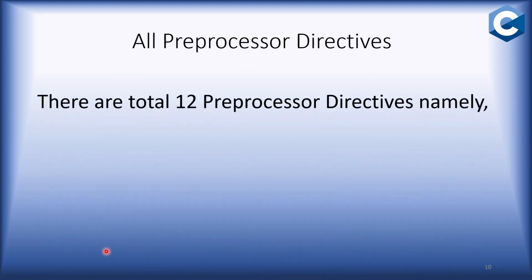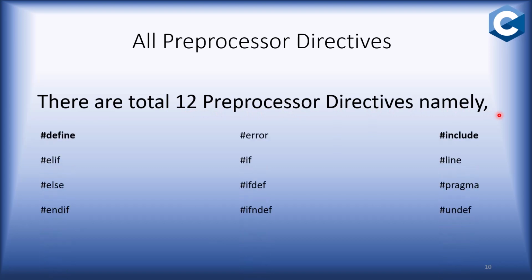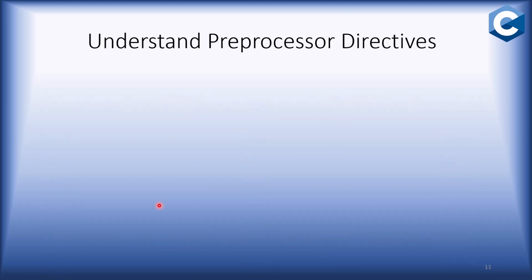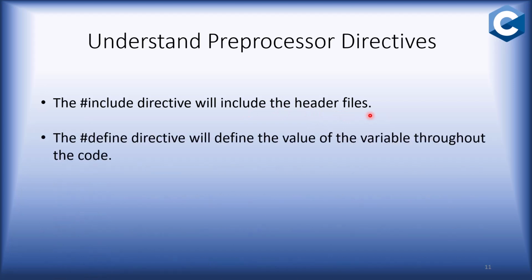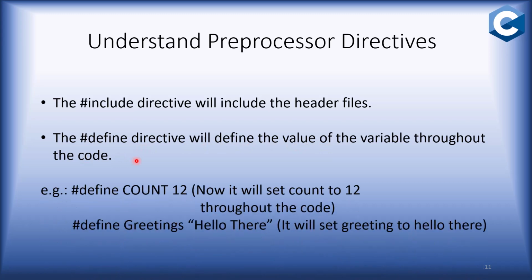In the C programming language, there are a total of 12 preprocessor directives, in which the define and include directives are most commonly used. The include directive is used to include the important libraries in your program. The define directive is simply a macro, which means it will define the value all over the code. Now here is the syntax of how to use a define directive. In the first example, we have defined count as 12, and in the second example, we have set greetings to hello world.